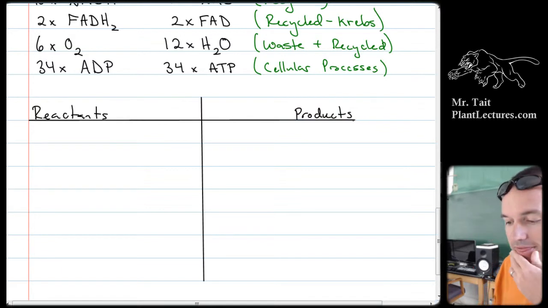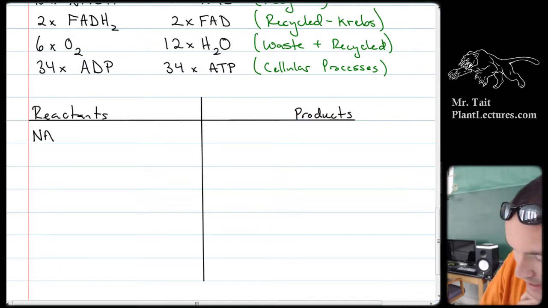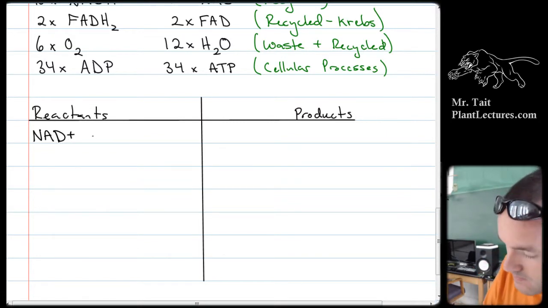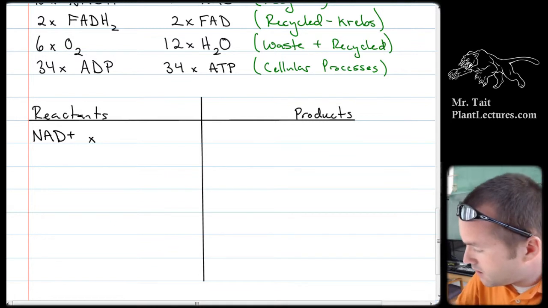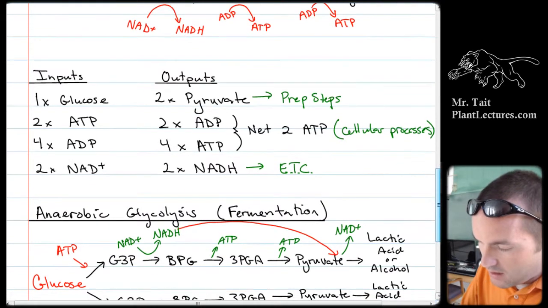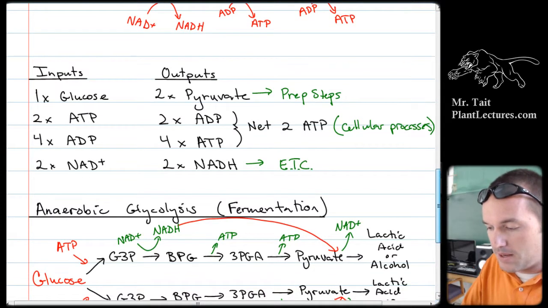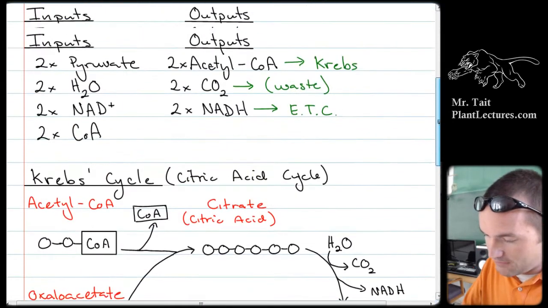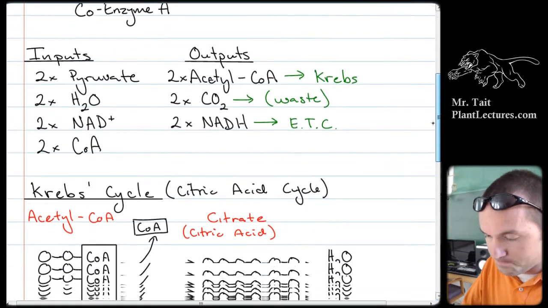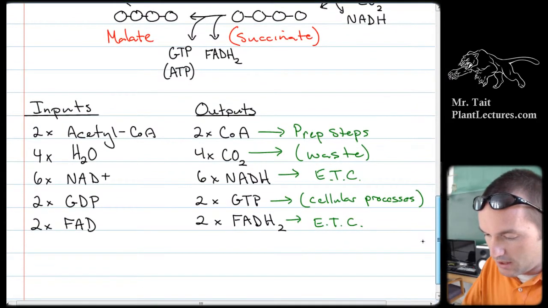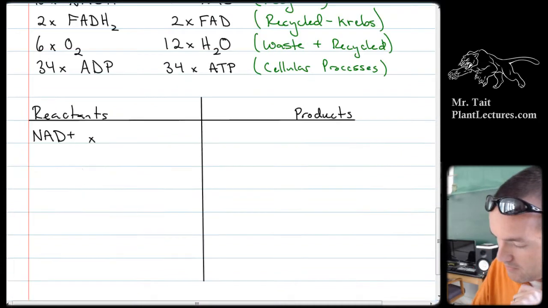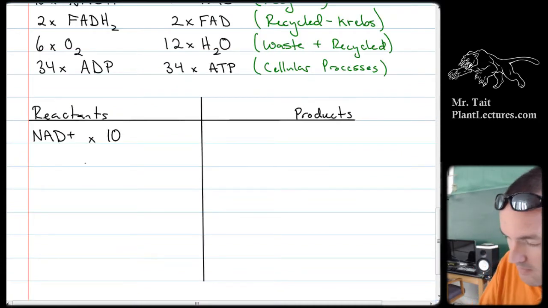So let's start with NAD plus, because we said that was going to be a reactant, right? Let's go through here, just in our inputs. How many NAD for glycolysis? 2. How many NAD for prep steps? 2. How many NAD for Krebs cycle? So that's a total of how many? 10. Okay? So times 10.